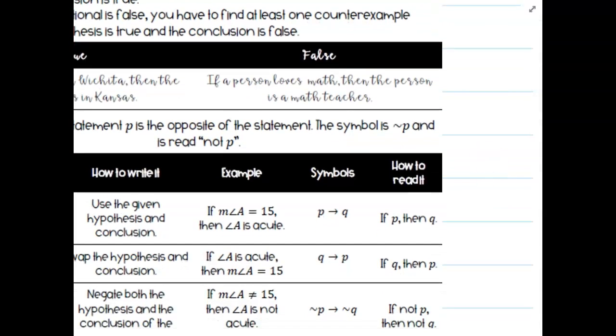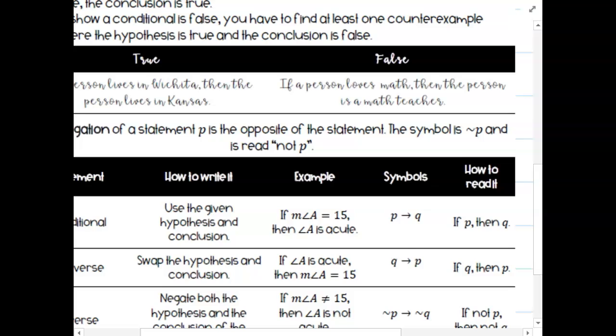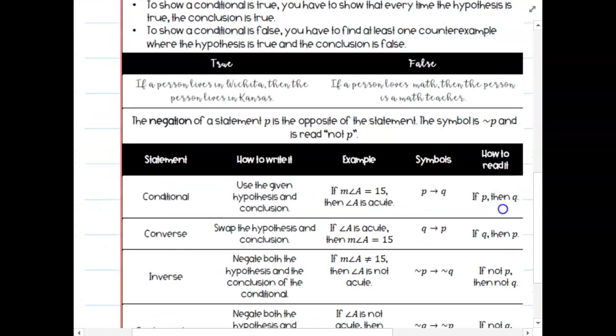Now an example of one that's false, if a person loves math, then the person is a math teacher. Well, think about all the people that love math. Like Sam here, loves math, right? Is he a math teacher? Just takes one example, just Sam, okay? So, examples of true and false, just with one counterexample, okay?